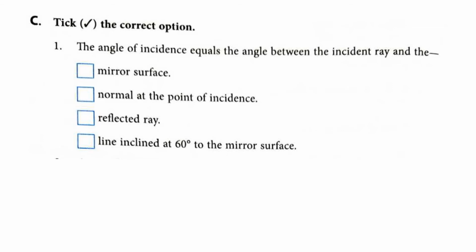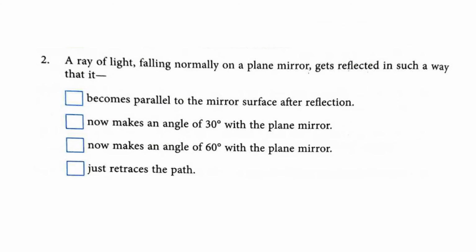Coming to the next questions, take the correct options. The angle of incidence is equal to the angle between the incident ray and the normal. So we can select this option: the normal at the point of incidence, but not the mirror surface, not the reflected ray, and not a line inclined at 60 degrees to the mirror surface.